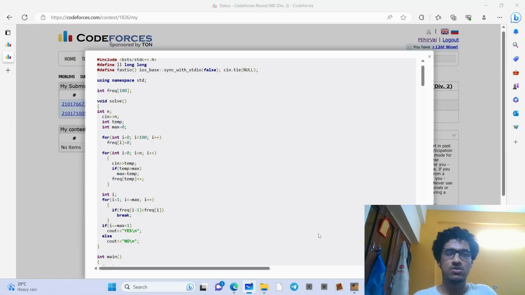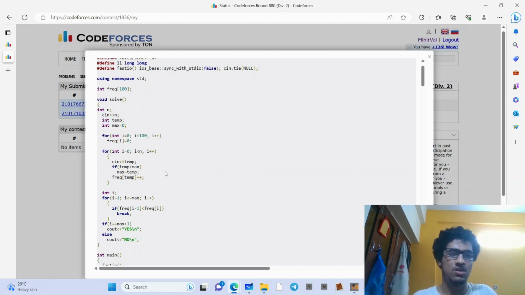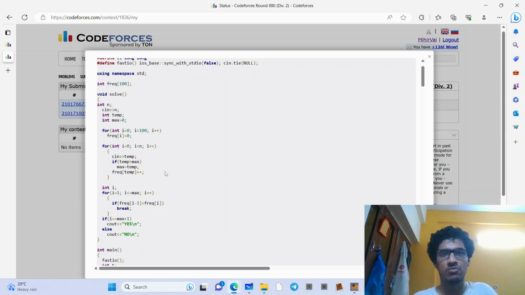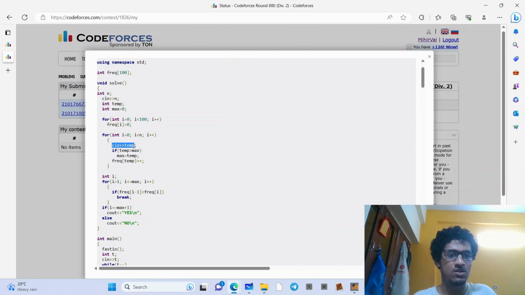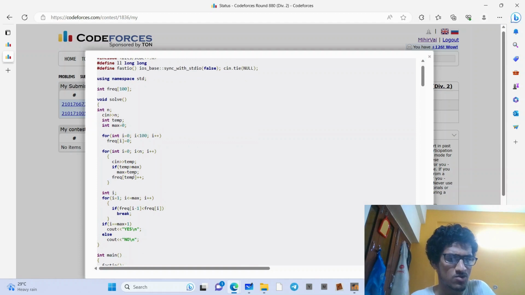All right, so basically what I've done is, first I took n as an input, and then I have a temp variable. In the temp variable, I'll be storing the claim of each robot. And a lot of stuff is happening in this for loop. First I take in the claim and I increase the frequency of that claim. If someone's claiming 0, then the frequency of 0 is incremented. If someone claims 1, the frequency of 1 is incremented, and so on. And among all these claims, I also find the maximum of the claims.